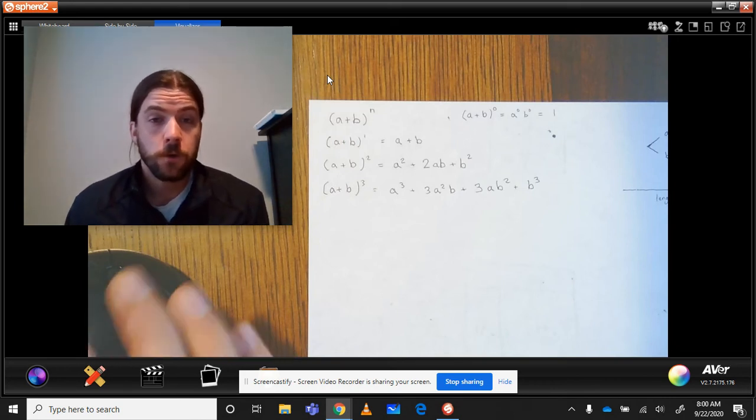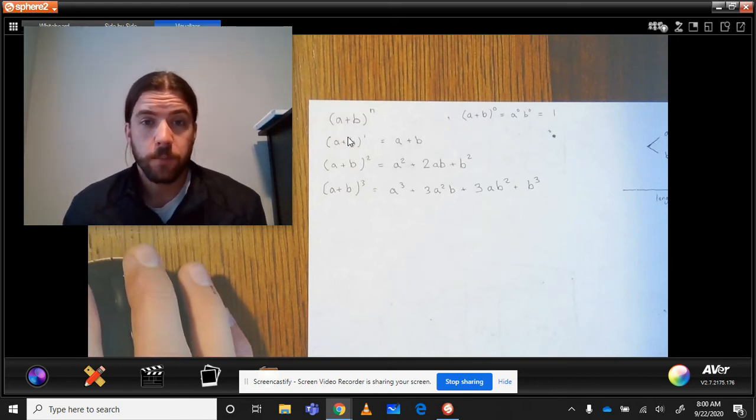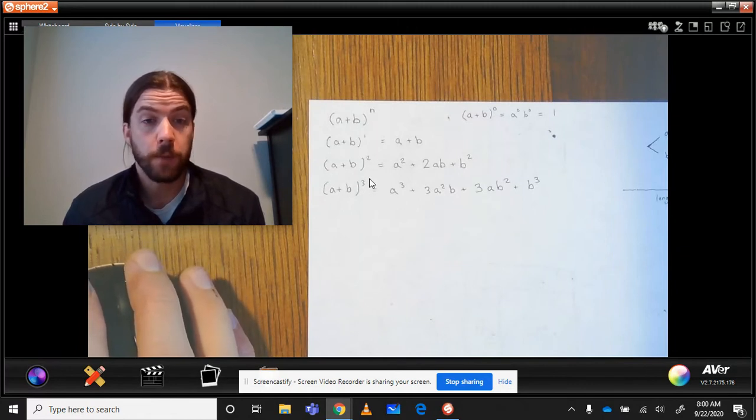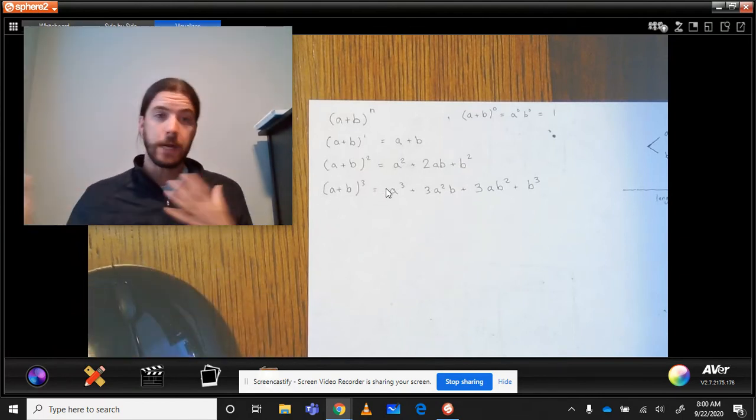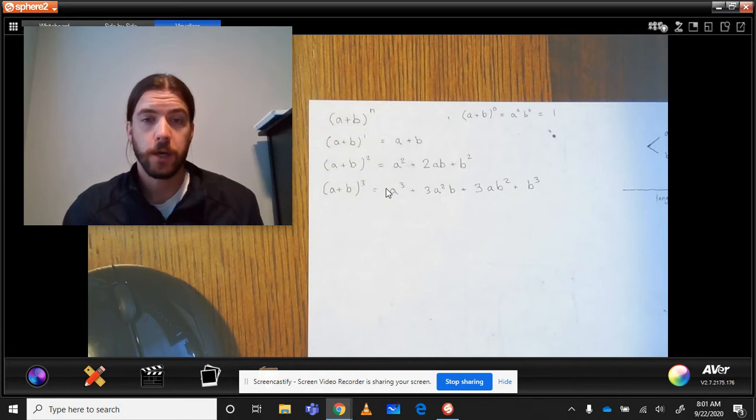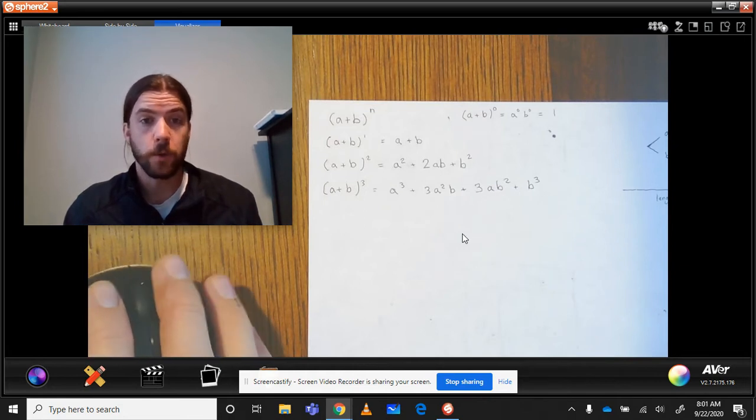All right, so like I said, we're talking about expanding binomials, taking a binomial and raising it to different integer powers. When we do that, we're getting more and more complicated, like FOILing or area method, however you want to do it, problems to expand it all the way.